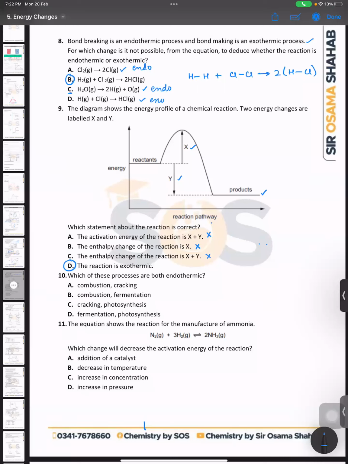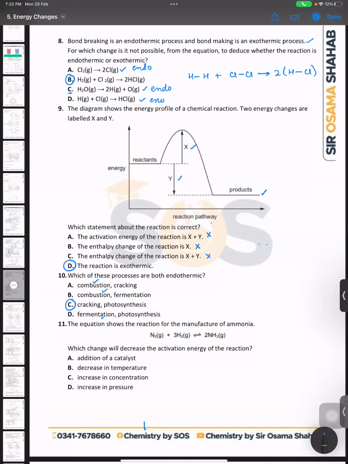Then question number 10. Yes, Iman Malik. What should be the right answer of this? Which of these processes are both endothermic? Sir, C. Right, absolutely right. If you talk about combustion, so this is one of the examples of exothermic combustion, exothermic fermentation. You have exothermic reactions. So the right answer you have is C, which is cracking. Cracking is one of the thermal decomposition. Photosynthesis is one of the endothermic reactions. So you can say that the C is the right answer. Both are endothermic. Very good.